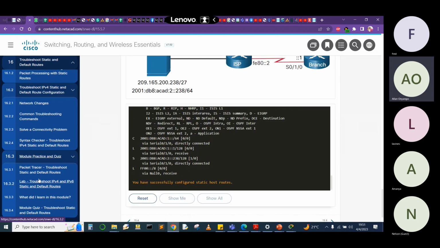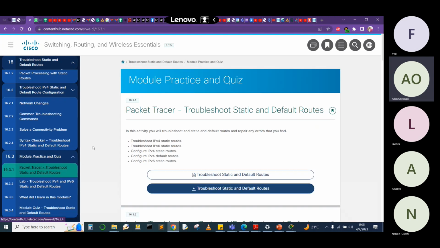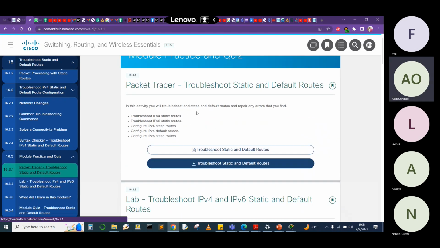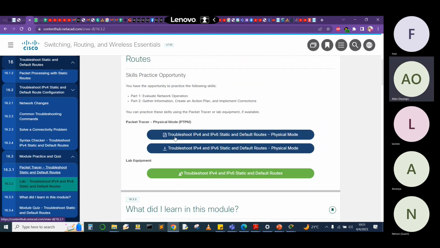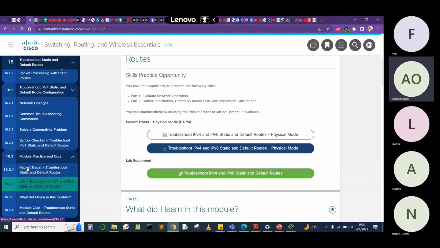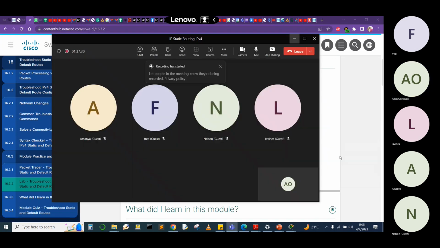Now, from your assignment, I think just 2 more. Just do 16.2.4, it's a syntax checker, and work on 16.3.1. And the last one is 16.3.2, the blue one. Otherwise, I think that's the end of this module.